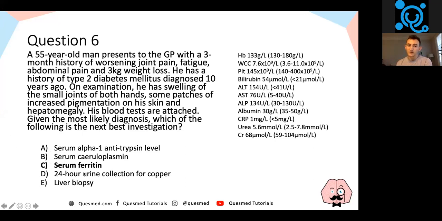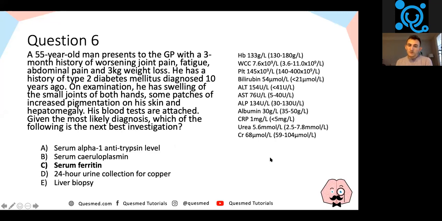One of the first investigations you would do in that is serum ferritin as a screening investigation. Serum ferritin is usually elevated in hereditary hemochromatosis. Alpha-1 antitrypsin deficiency is another cause of chronic liver disease, again quite rare. Serum ceruloplasmin and 24-hour urine collection for copper are both used to look for Wilson's disease, another cause of chronic liver disease. Liver biopsy is our last resort investigation if we've got chronic liver disease and we don't know the cause.